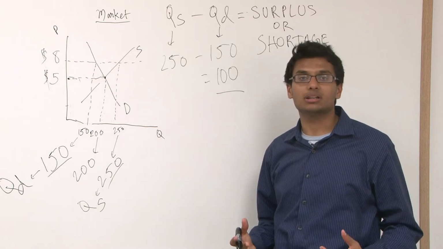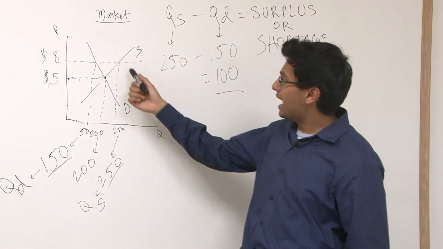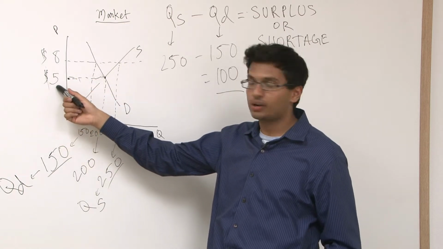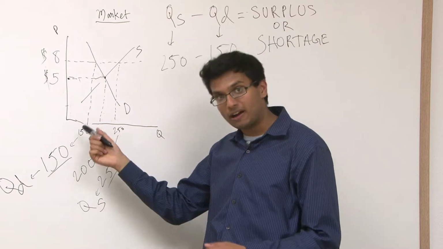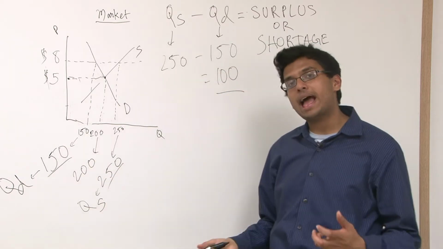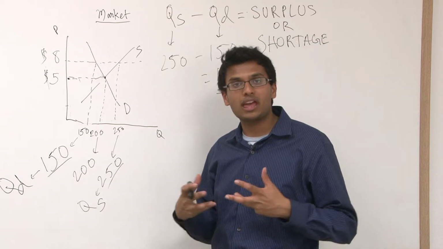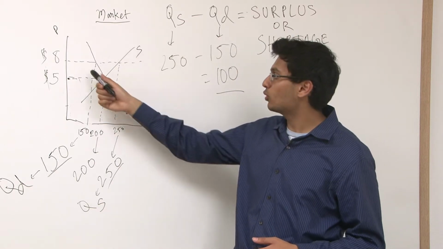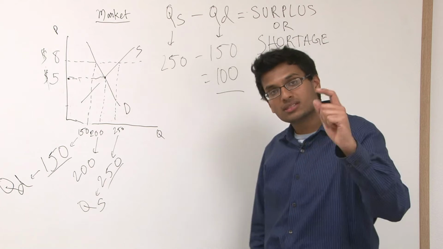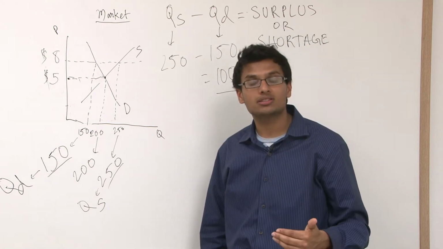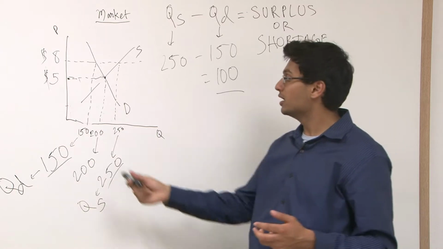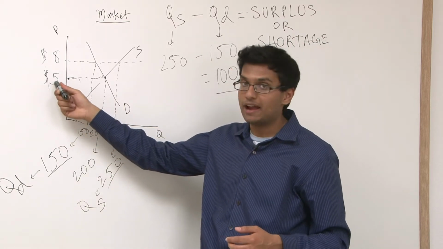Now, why does this happen? It's pretty simple. At a price that is higher than the equilibrium price, and $8 is bigger than $5, generally there's a larger number of hamburgers that the firm can supply, but the quantity demanded is low. Similarly, the opposite applies for a price that's lower than the equilibrium price. Again, remember the equilibrium price for my example is $5.